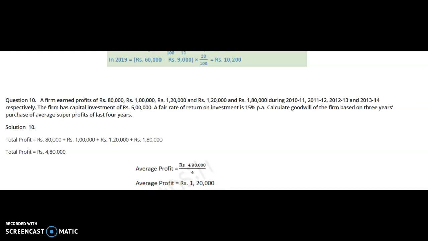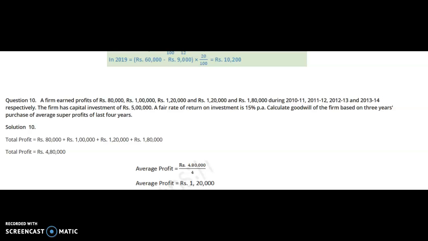Question: a firm earned profits of rupees 80,000, 1 lakh, 120,000 and 180,000 during the preceding years. The firm has capital investment of 5 lakh. A fair rate of return on investment is 15% per annum. Calculate goodwill of the firm based on 3 years' purchase of the average super profits of the last 4 years. So what do we have to do? We have to find out the goodwill equivalent to 3 years' purchase of the average super profits.